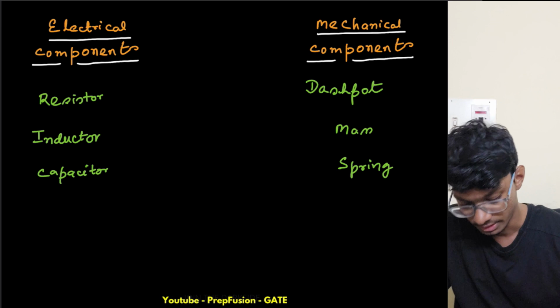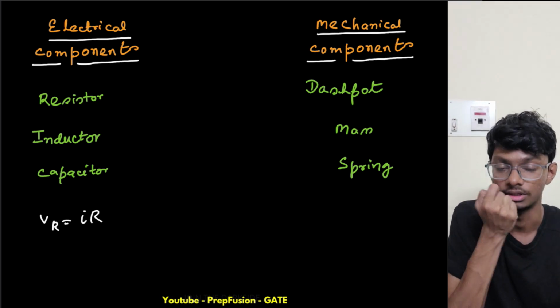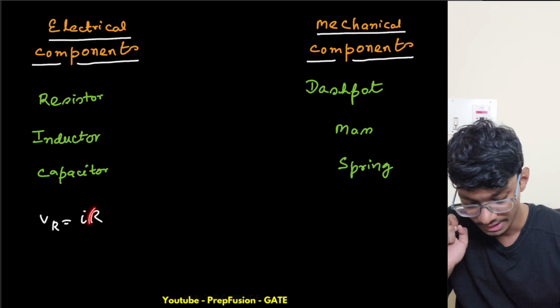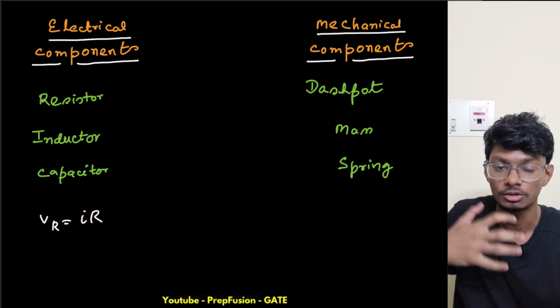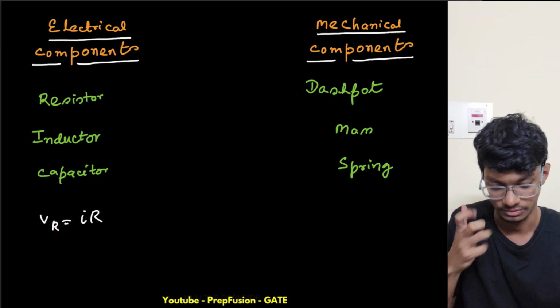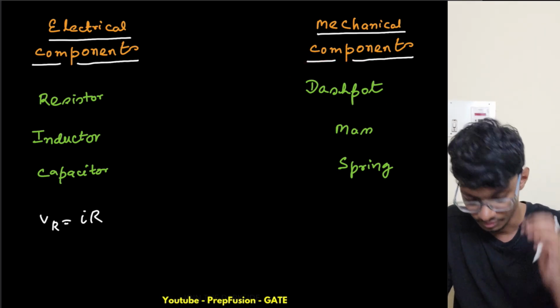So what is the resistor? The equation for resistance is VR equals I times R. So it is relating the motion of charge and the electromotive force. This voltage in a mechanical system is equivalent to force. So what is the equation for the dashpot?